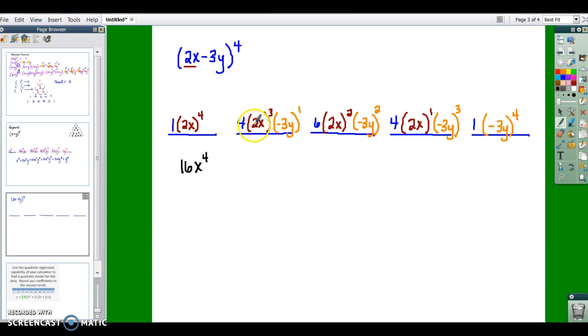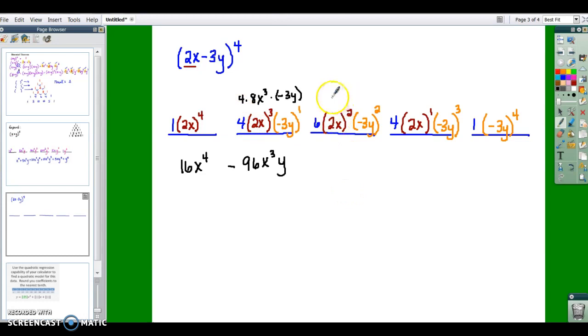Now I have 2x to the 3rd. So 2x to the 3rd, that would give me 8x cubed times 4 times negative 3y. So 8 times 4 is 32. 32 times negative 3 would be negative 96. So I have negative 96 x cubed y. So you have to follow order of operations. You have to raise them to the power and then multiply by that 4.